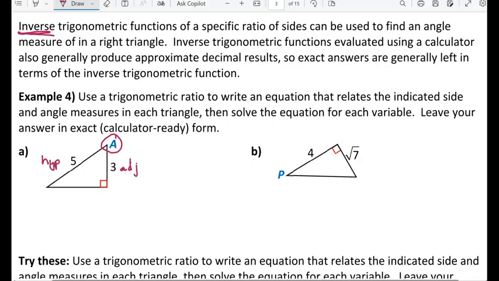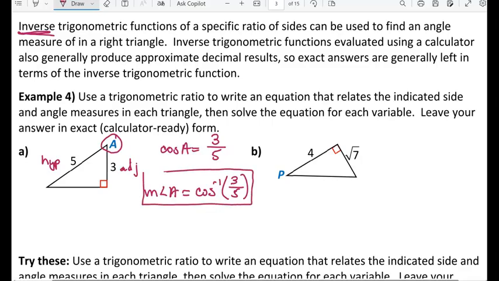So that means we're going to use a cosine ratio. So cosine of the angle, cosine of A, is equal to 3 over 5. Now you notice this time, if we are looking to solve for the measure of angle A, we have to undo cosine. To undo cosine, we're going to do the inverse cosine of both sides of this equation. So when we solve for the measure of angle A, that's equal to the inverse cosine of 3/5. Make sure that you write the inverse cosine on the left side of the 3/5. It's meaningless if you write it on the other side.